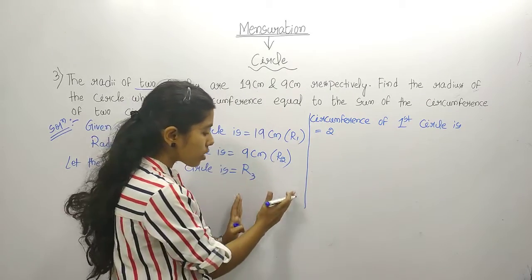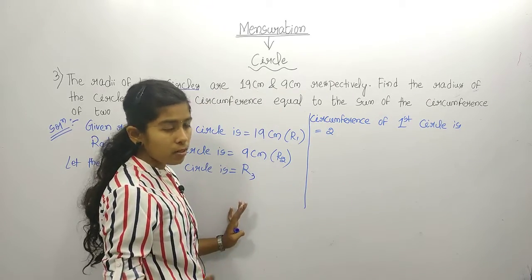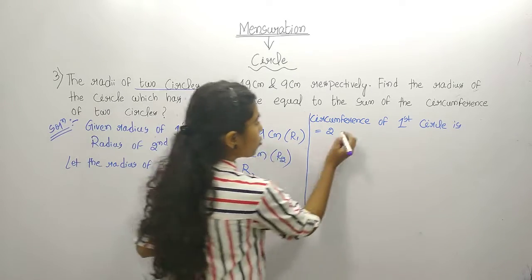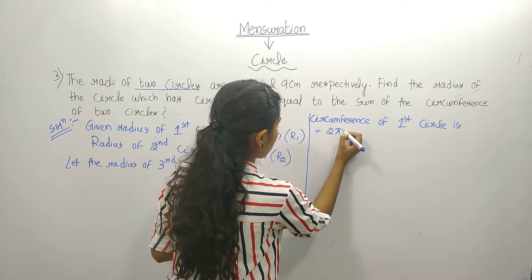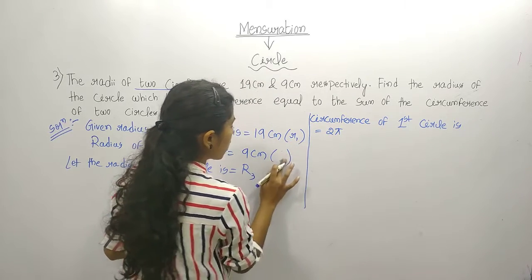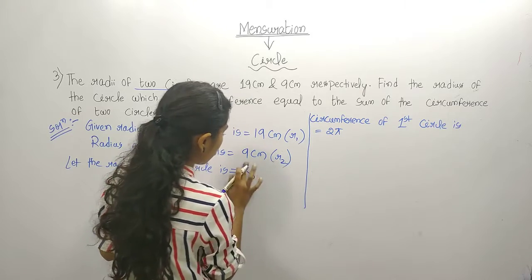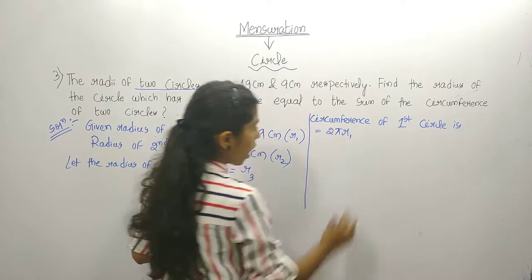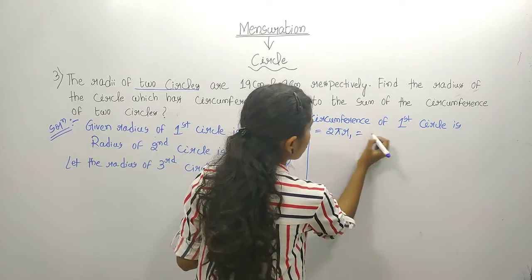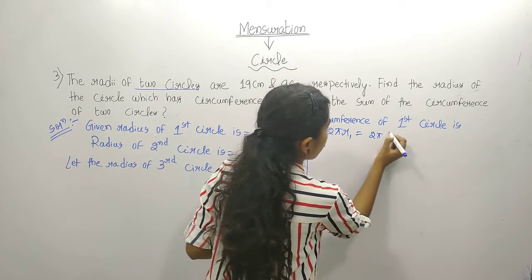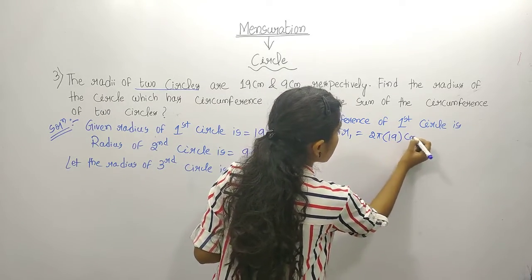A normal circle circumference is 2 pi r. But here we have taken it as r1, so 2 pi r1. So here you take small r2, and this is r3. Okay, so 2 pi r1 equals 2 pi, how much is r1? 19. So 2 pi 19 cm.